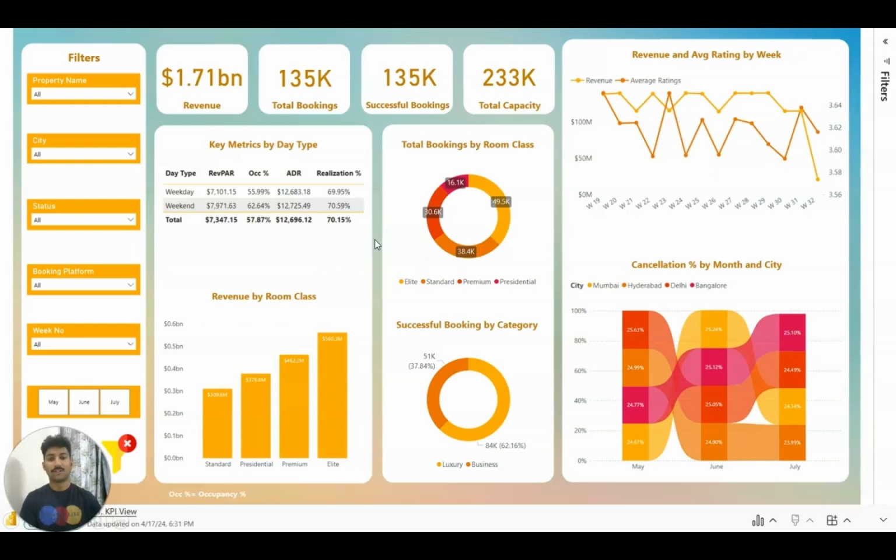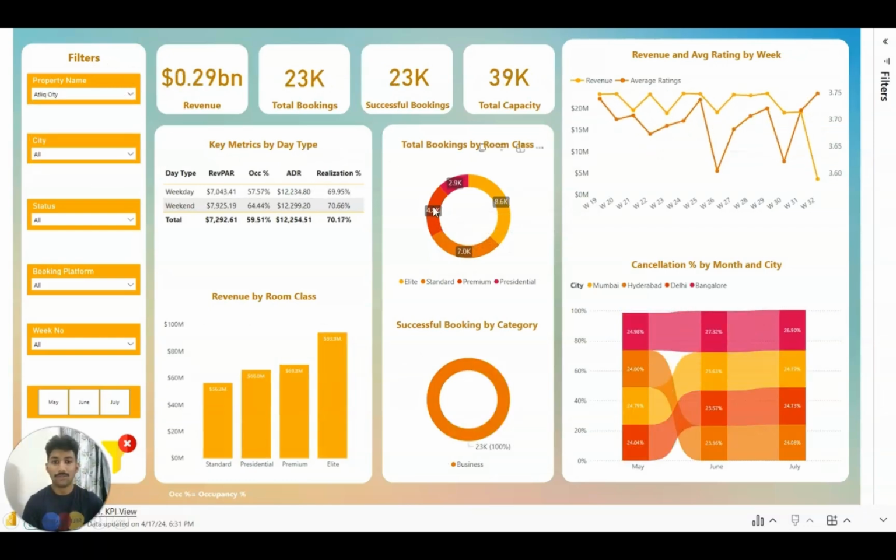Then again, we have another visual called total bookings by room class. This shows you the total bookings by different room class. You can see for Atlic City, let's take Atlic City. In Atlic City, there are more than 4,500 bookings, so 4,700 bookings of premium classroom. Then we have 2,800 bookings of presidential classroom. Then 8,604 bookings of elite classrooms, and then 7,000 bookings of standard classrooms.